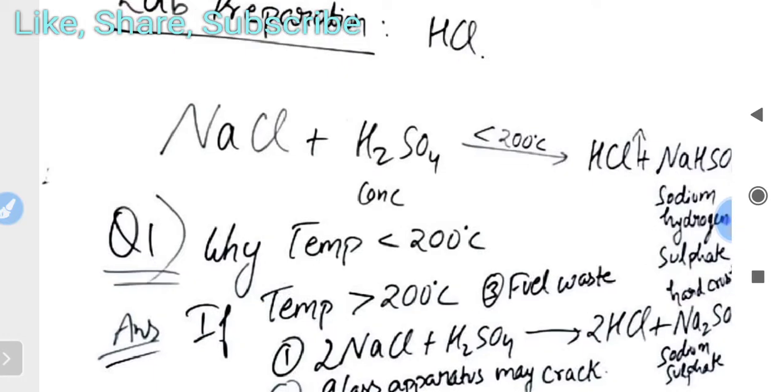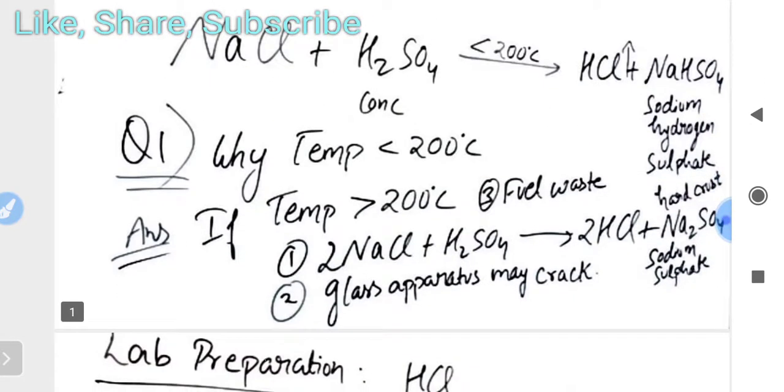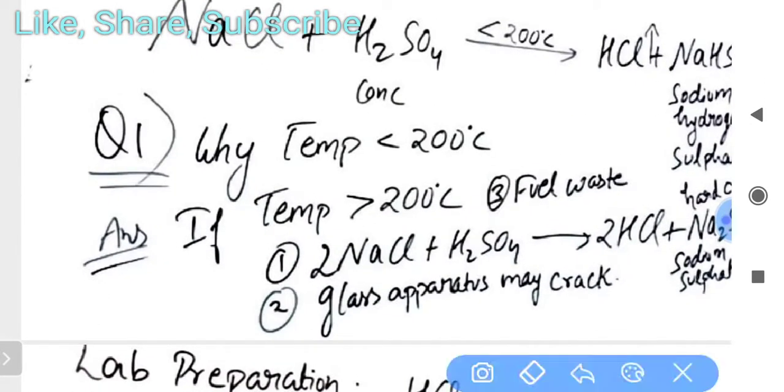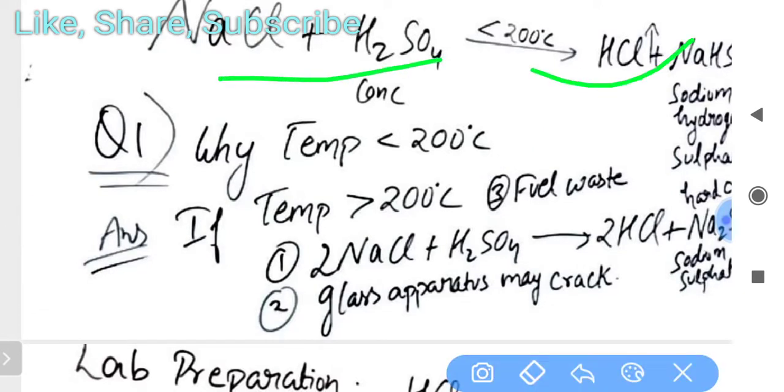So the first question that will be asked here is why the temperature is less than or equal to 200 degrees centigrade. The answer is, if the temperature is greater than 200 degrees centigrade, the first thing is that the reaction will go in reverse. The opposite reaction will occur here.